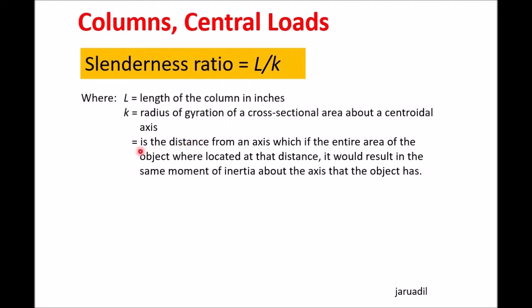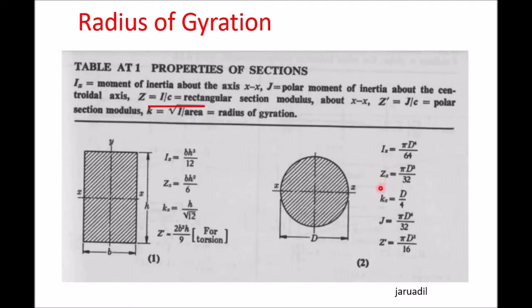K also is the distance from an axis which, if the entire area of the object were located at that distance, would result in the same moment of inertia about the axis that the object has. So the value of K can be determined using tables. Halimbawa, for rectangular section, this is your value of K. K sub x, ang subscript niya dito ay x kasi based on centroidal axis. Ang centroidal axis niya yung x na ito.